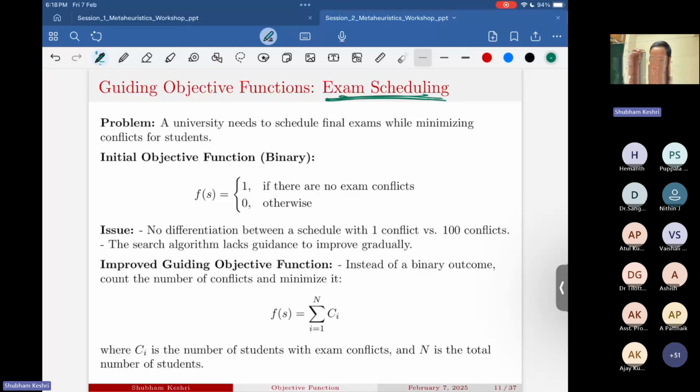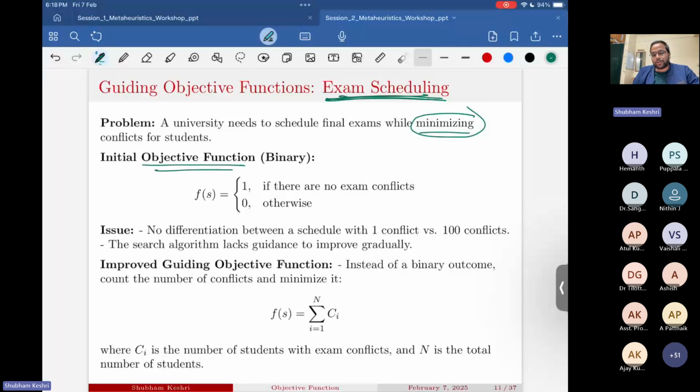So the problem is a university needs to schedule final exams while minimizing conflict for students. I have written minimizing, but the goal is to actually make it zero. There shouldn't be any conflict. Still, I have written minimizing. So again, what is the conflict? A student cannot have two exams at the same time. So that is a conflict. So what can be the objective function of this problem?